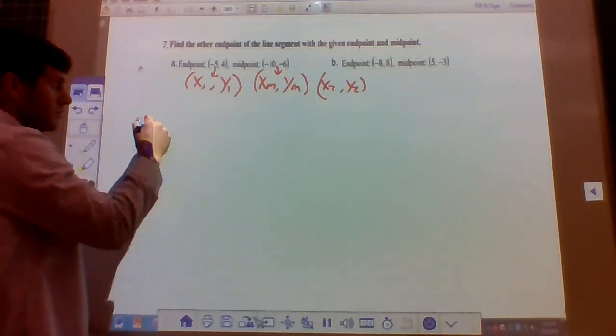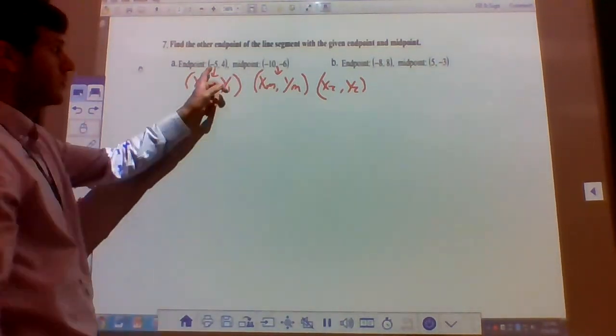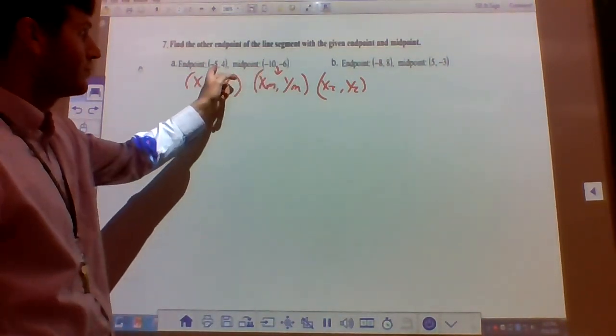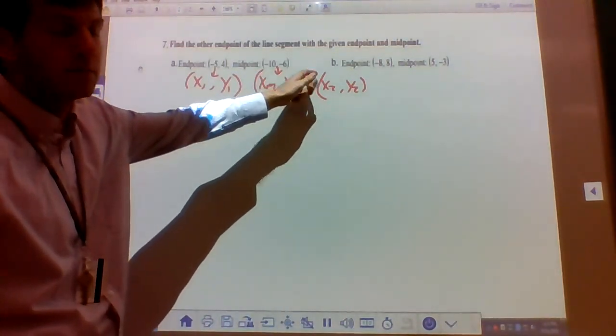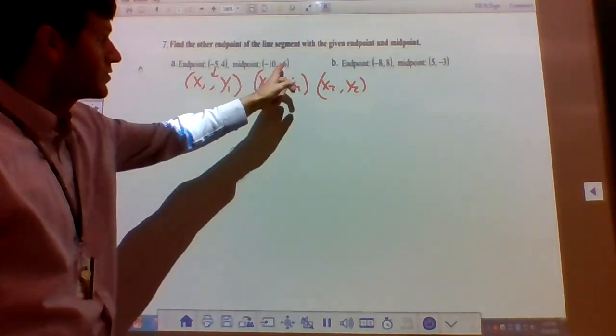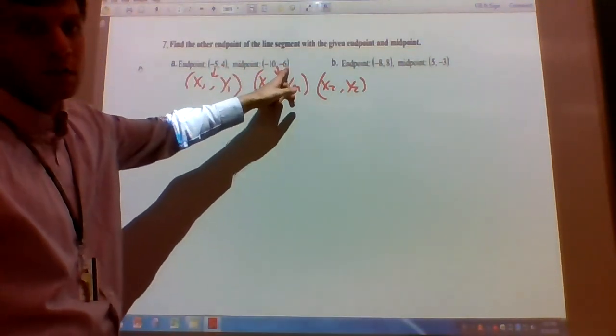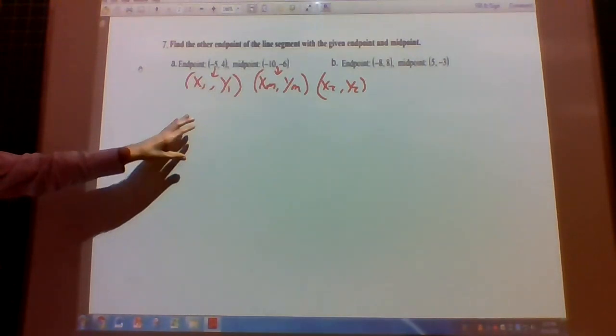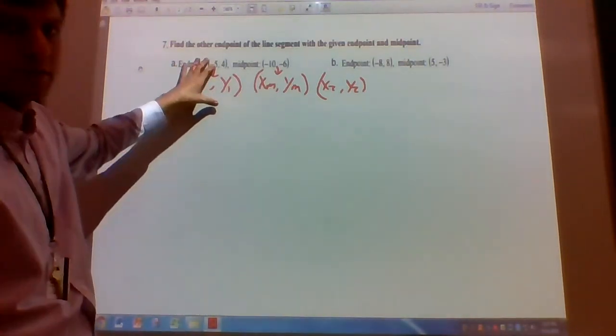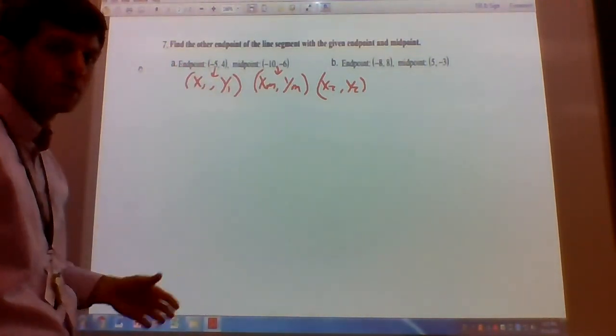So let's use our equation, or we can do it visually. There's a gap of 5 here, so -5 minus 5 to -10. We need to go 5 more. That's -15. 4 to -6 is 10 to the left on a number line, so we have to go 10 more, that's -16. So our answer should be -15, -16. We can do that by just looking at it, or if we have to use the equation, that's fine.